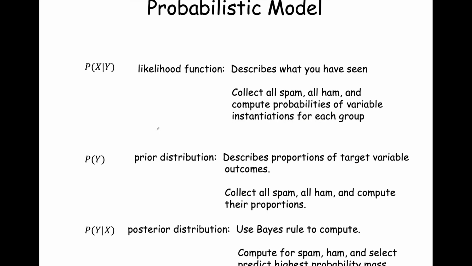And so for the probabilistic model, we have our likelihood function. This describes what you have seen. You collect all the spam, all the ham, and compute probabilities of the variable instantiations for each group. For the prior distribution, you describe proportions of the target variable outcomes: collect all spam, all ham, and compute the proportions. Then for y given x, the posterior, you use Bayes' rule to compute this. Compute it for spam, compute it for ham, and predict the label associated with the highest probability mass between the two. And so this is our probabilistic model. It's immensely useful and very powerful, and we will have an opportunity to look at this in an implementation.